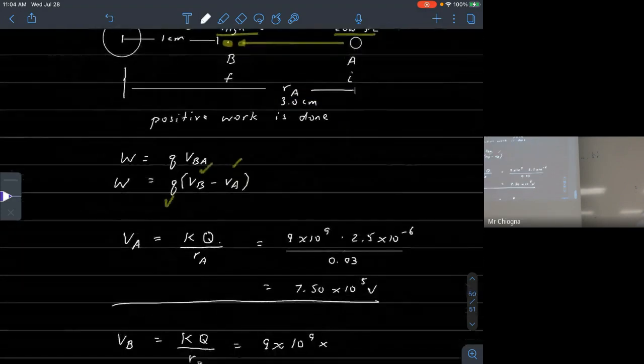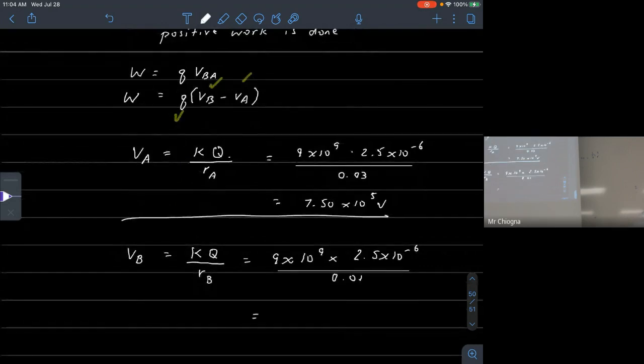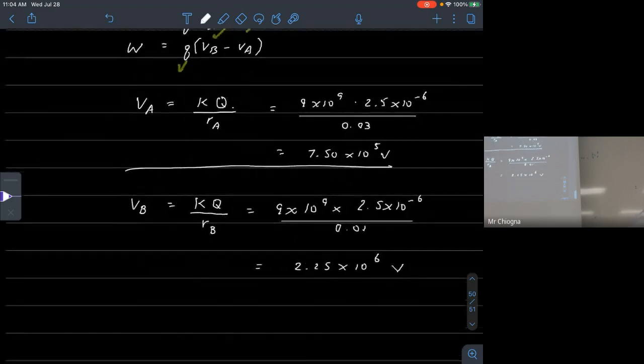Okay, so big Q is the same. That's the source of the electric potential. Same as above. What changes? The distance. You're going from 3 to 1 centimeter. I think this is correct, but you want to double check this. 2.25 times 10 to the 6. What's the unit for electric potential? Unit is volts.